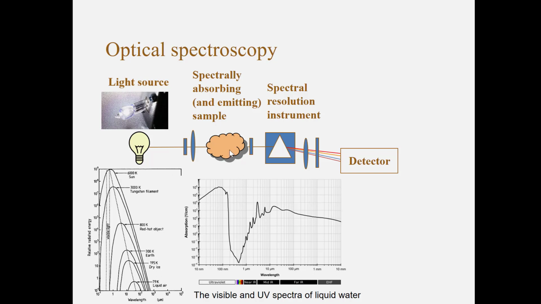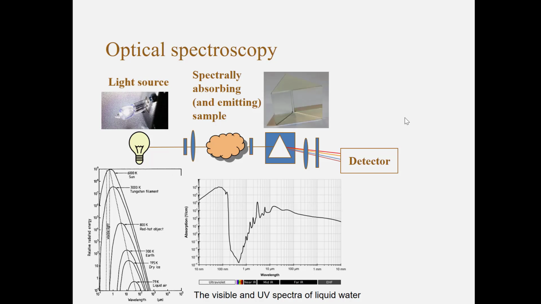But as I said, after we have passed this sample, the only thing we can see if we look here with a detector is that light is missing, so there's less light. If we don't have a spectrally resolving instrument which can detect what colors disappeared, we can't really say so much about exactly what was in the sample. So now we want to divide the different colors of light so that we can detect them.